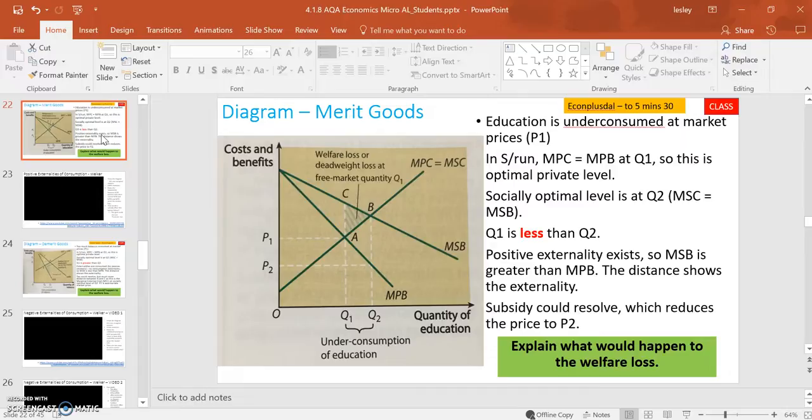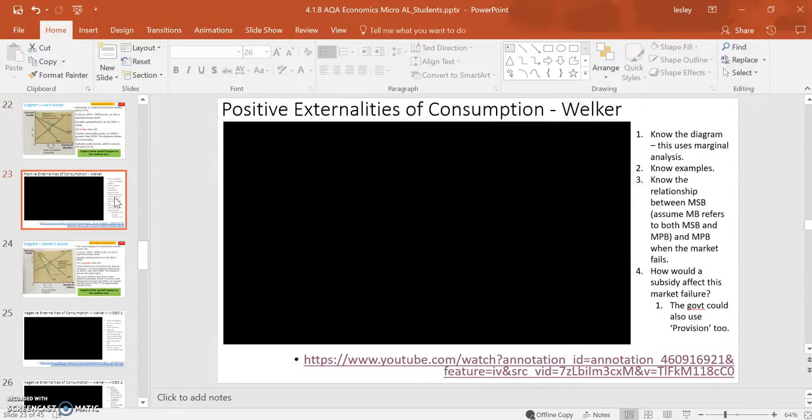What I would like you to do really is to have a little look at the next video here. These are the positive externalities of consumption, so merit goods. And again, Welker takes it in a lovely set of steps, good diagram, very good marginal analysis. I advise that you write that down. Good examples. And again, he talks constantly about the relationship between social benefits and private benefits. And that's the sort of analysis chain that you need to be producing. He also ventures into solutions, which is a slightly different area.